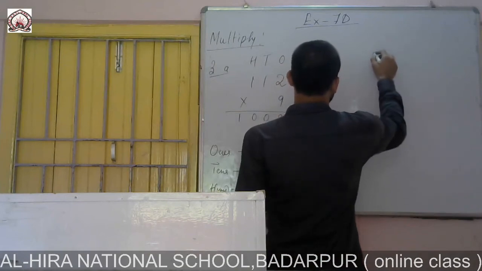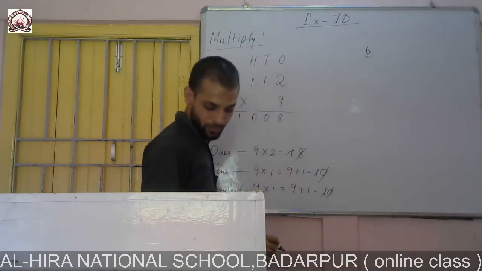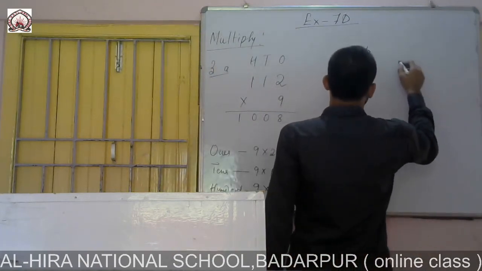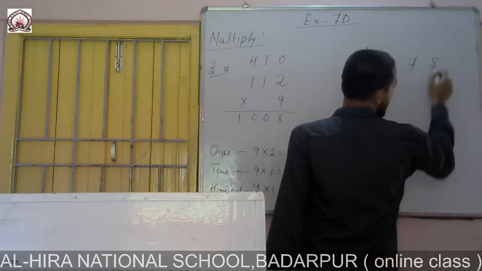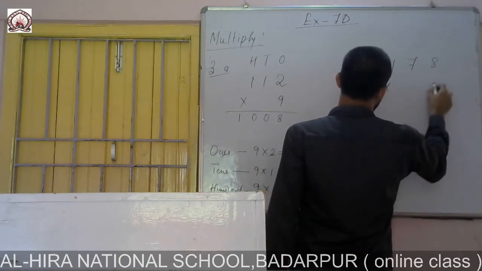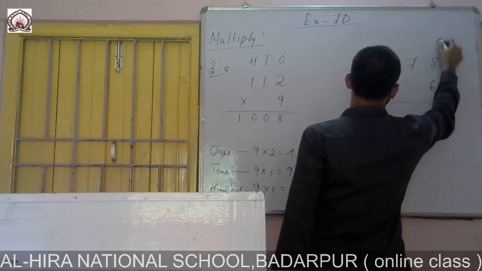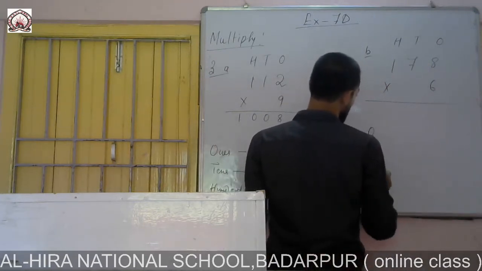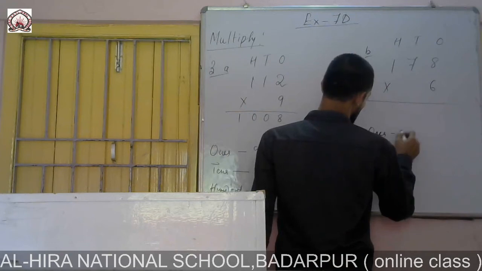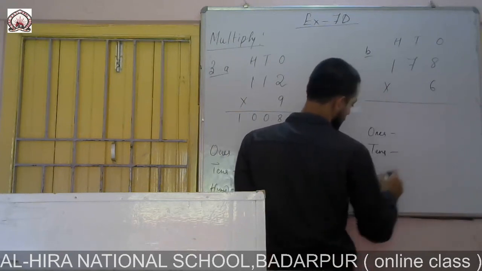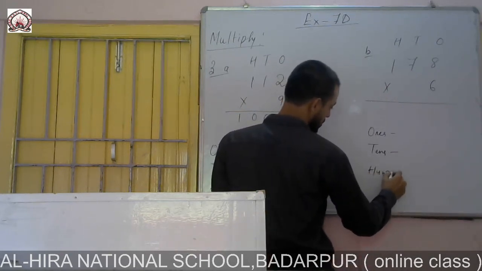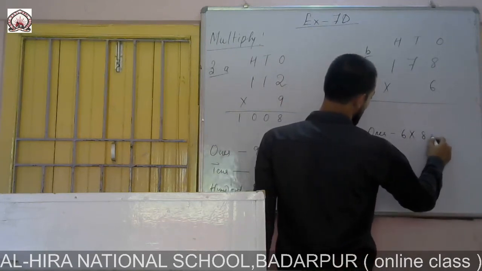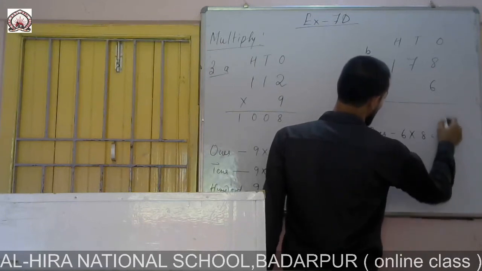So next question number B. 178 multiplied by 6. Ones, tens, hundreds. Okay, so this is the ones place. Ones, tens, hundreds. So in ones place 6 into 8 equals to what? 48. So we have to write here 8.